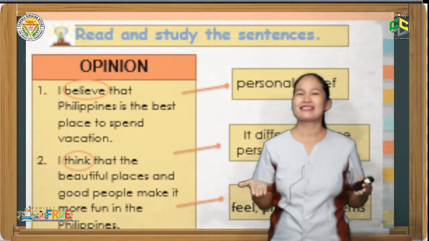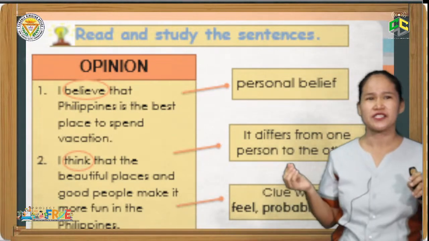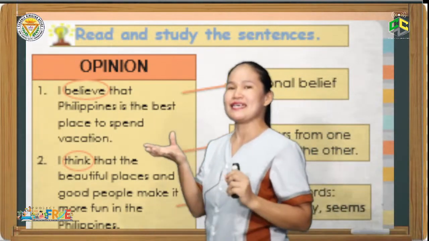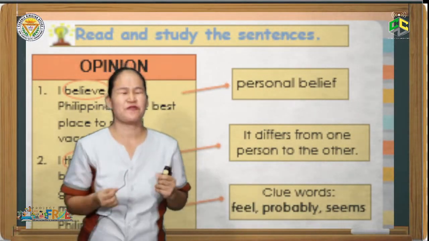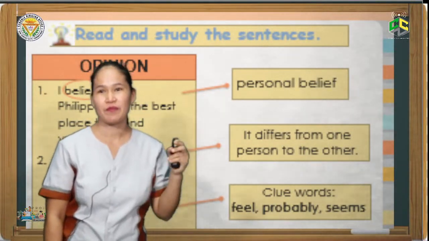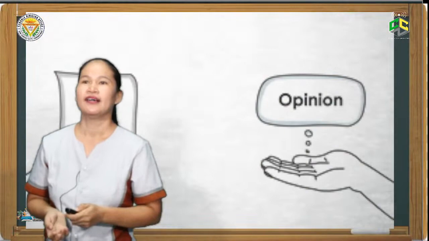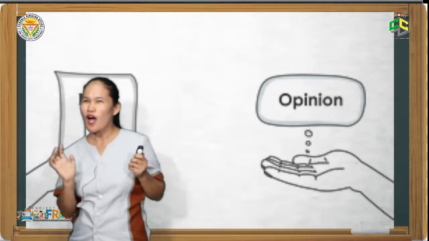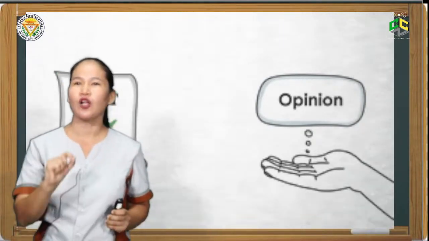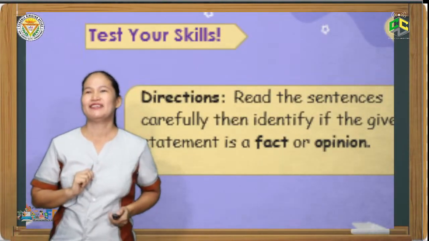My dear learners, aside from the words believe and think, there are other clue words which may help you identify if the statement or sentence is an opinion. Words like feel, probably, and seems are other clue words. Keep in mind that an opinion may vary from one person to the other. Okay, let's move on. I know that you are all very excited to have this kind of lesson. So now, let us see if you already know how to distinguish fact from opinion. Okay, read the direction.